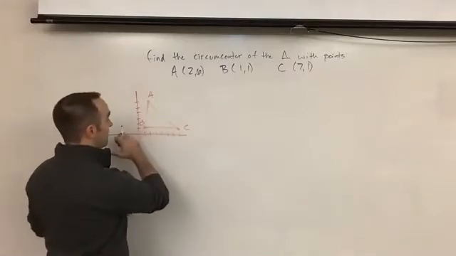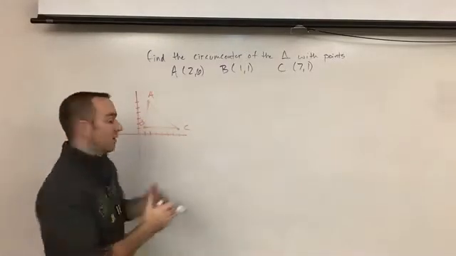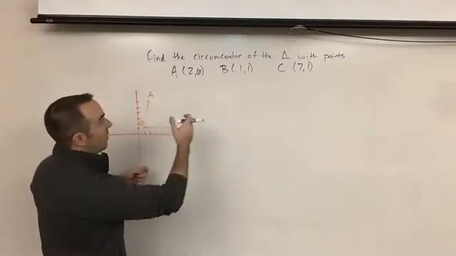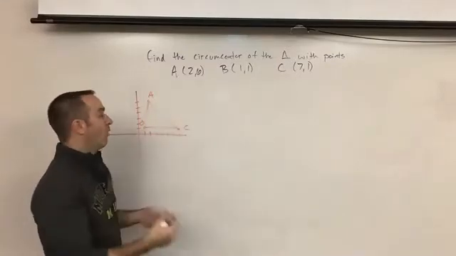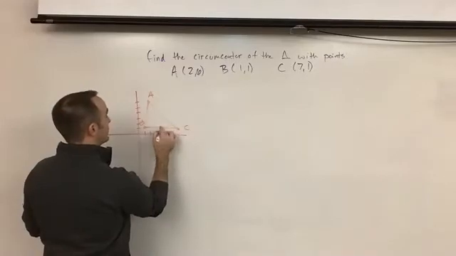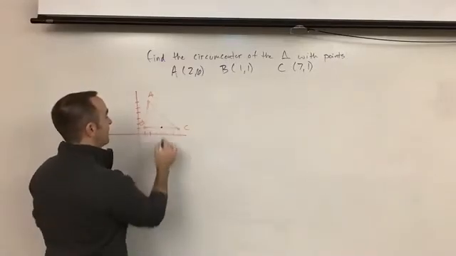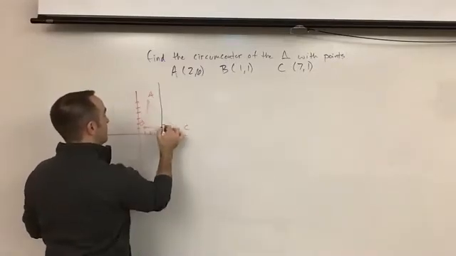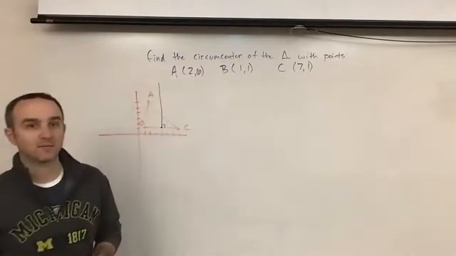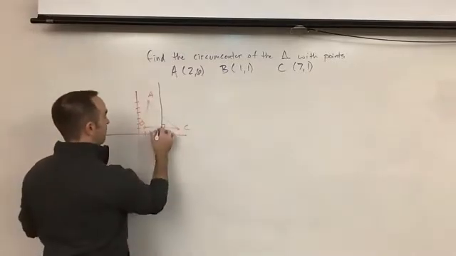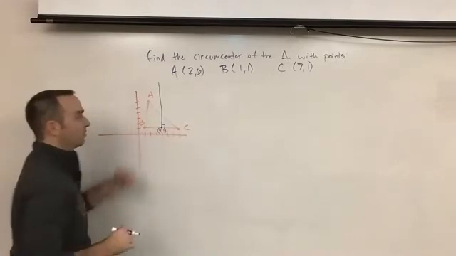So the bottom is straight horizontal, right? So I'm going to find the midpoint between 1, 1 and 7, 1. It's going to be 4, 1. So 4, 1, that's going to be my midpoint. And I'm going to go straight vertical with my perpendicular bisector. Okay, that's the point 4, 1. I'm going straight vertical with it.